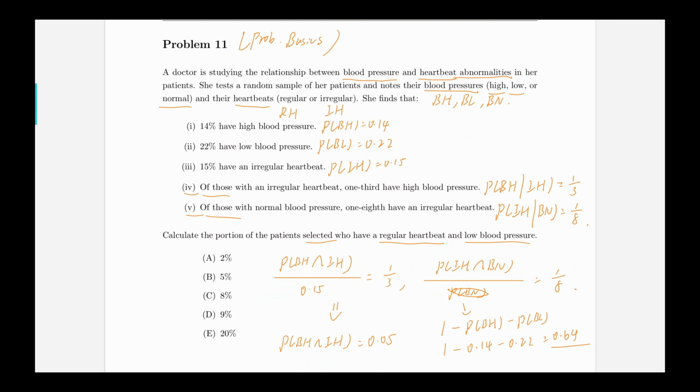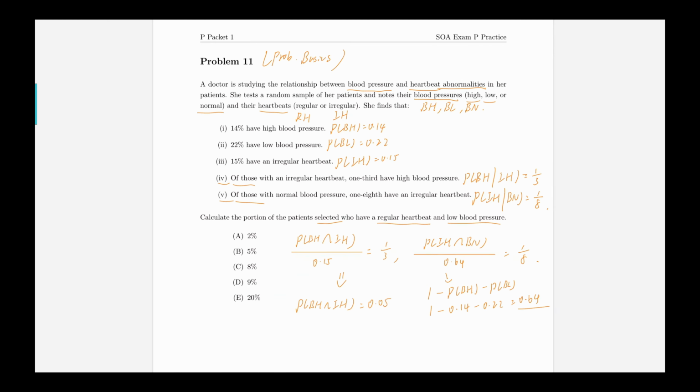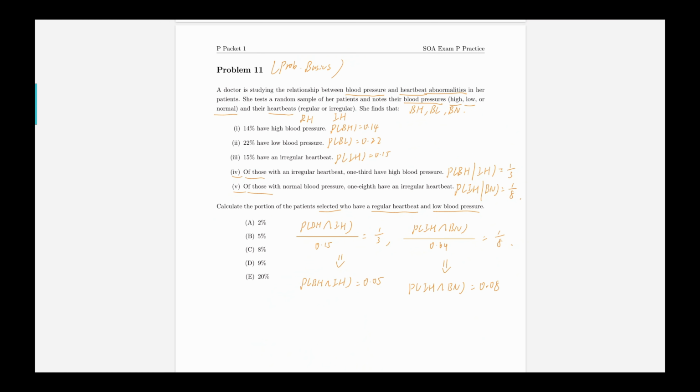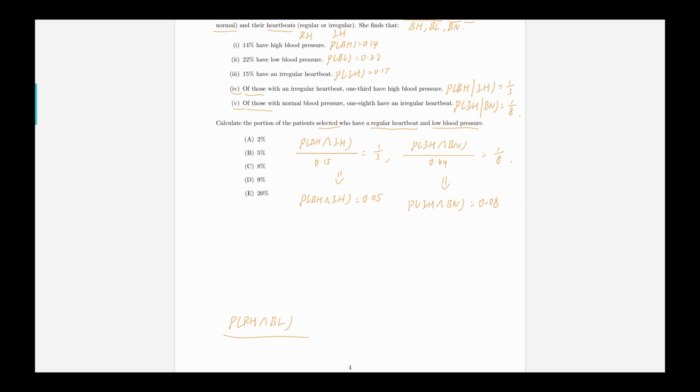So in fact, I can immediately change this to 0.64. Okay. And let's do some multiplication. P of IH and BN, multiply 0.64 on both sides, and this is going to be 0.08. Nice. So again, our goal is to find RH and BL.